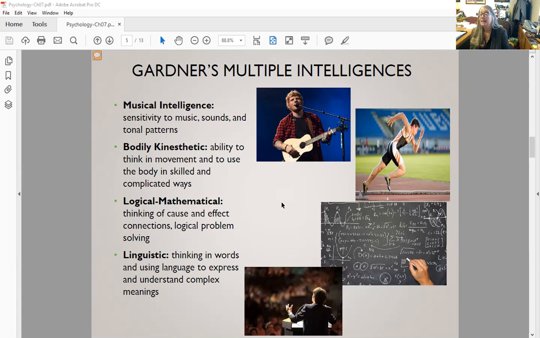My son is really, really high in musical intelligence. From a very young age, he could play the piano very easily. If I needed him to memorize anything, all you had to do is put it to song and he'd grab it in a second. Another kind of intelligence is bodily kinesthetic intelligence.